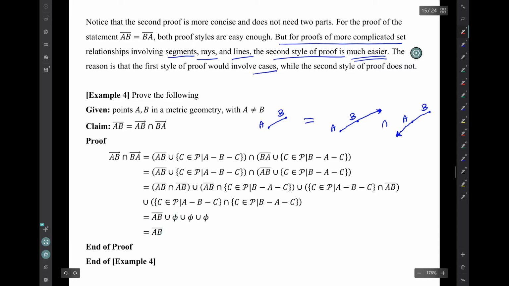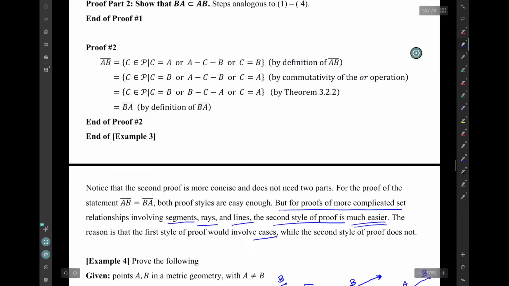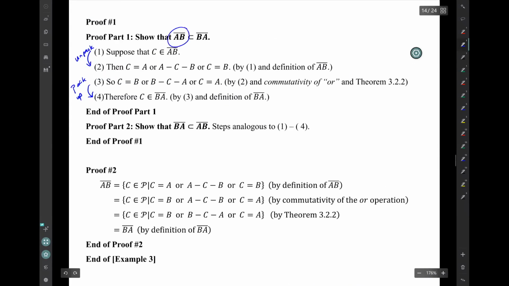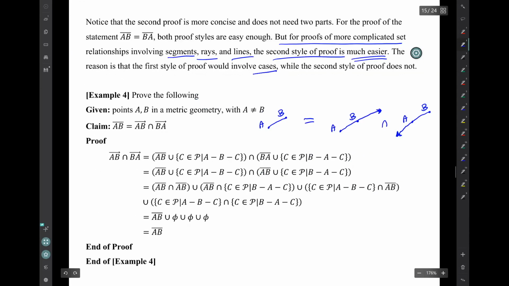a very cool proof. That's using that second style where you just play with the symbols that describe the sets that you're working with. So again, if we had tried the other proof style, show that the left side is a subset of the right side and show the right side is a subset of the left side, if we had done that with this, it would have been really hard. Let's go on.